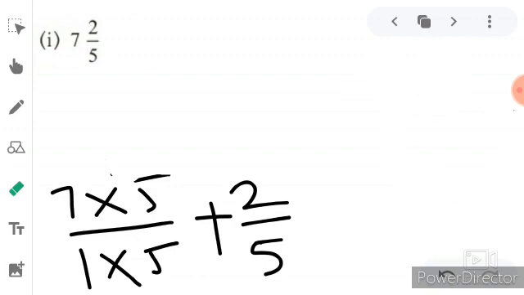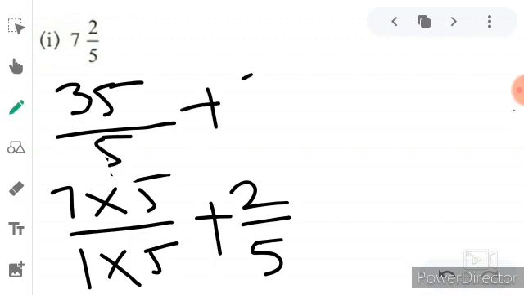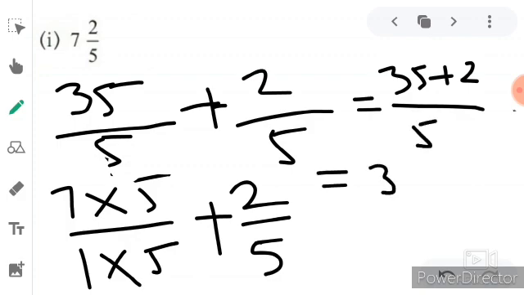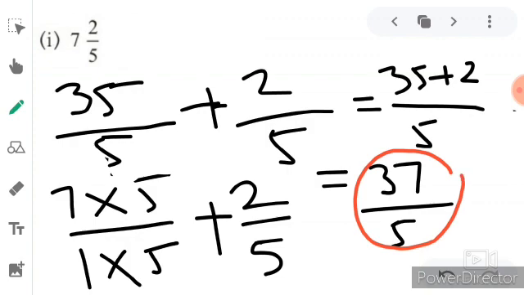Okay, so now the next step, read the table of 7 up to 5. 7 5s are 35. Okay, 35 divided by 5, 1 5s are 5, then plus 2 upon 5 is equal to 35 plus 2 upon 5, means 37 upon 5. So this is your answer. This is your answer, that is an improper fraction. This is your mixed number.